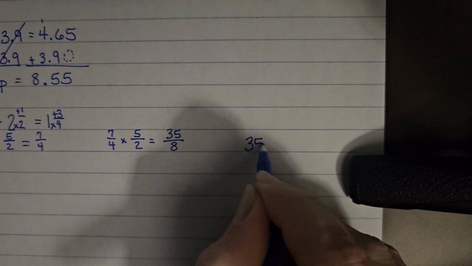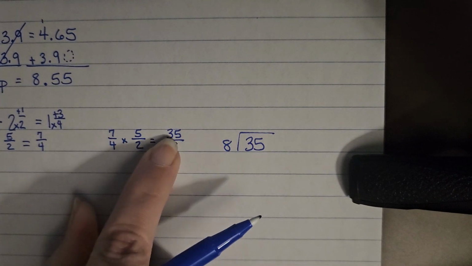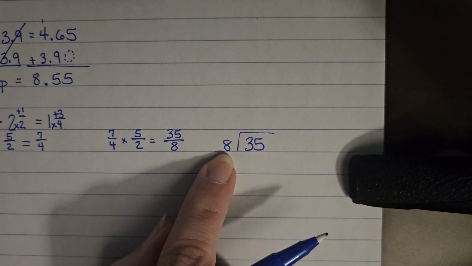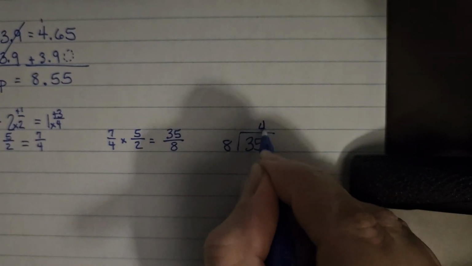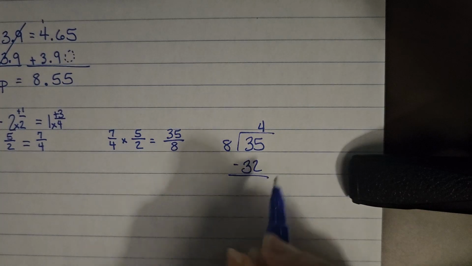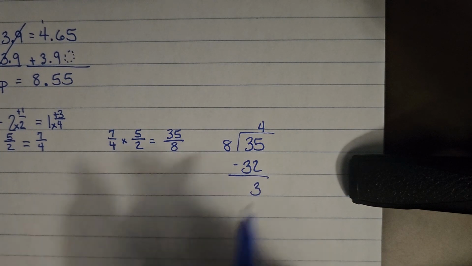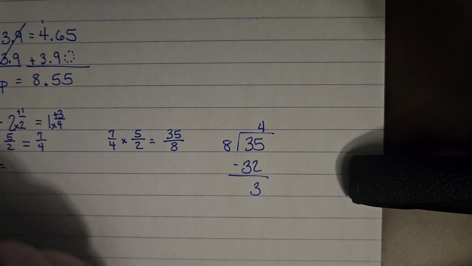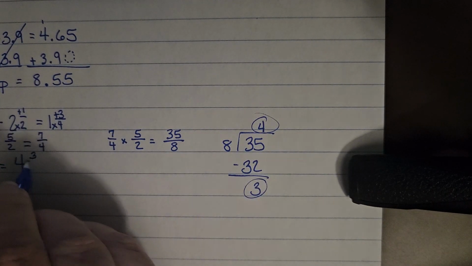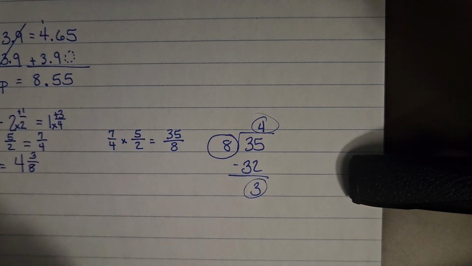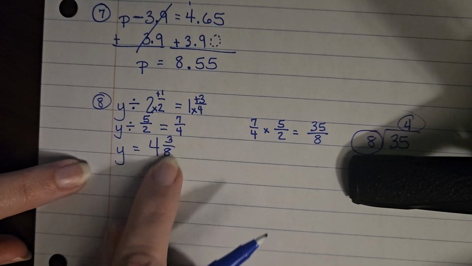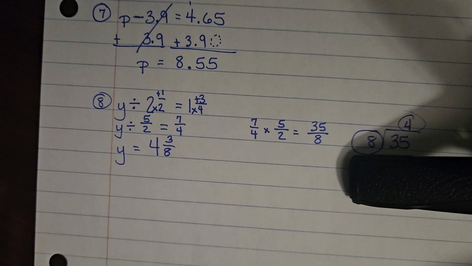So 35 divided by 8, because the numerator is the dividend and the denominator is the divisor. 8 will go into 35 4 times. 8 times 4 is 32. And 35 minus 32 is 3. So y equals 4 3/8. Oh, you couldn't see what I was doing over here. 4 3/8. Okay.